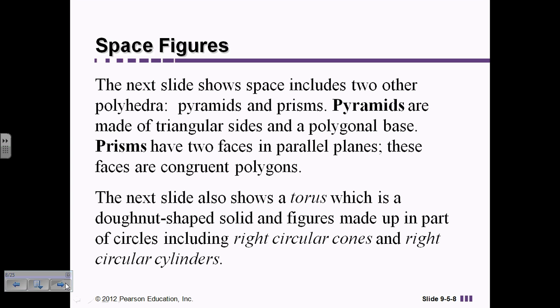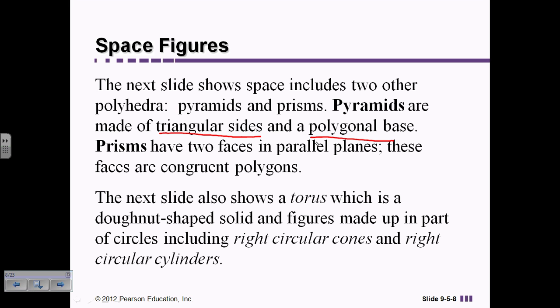What we're looking at with this next slide are some pyramids and prisms, and the difference between pyramids and prisms. You'll notice that with a pyramid, all of the sides are triangles, and then they have a polygon for a base. This is a very important difference. With a pyramid, the triangles are all sides, and the base is a polygon. That polygon could be a square or a rectangle or a trapezoid or any other shape.